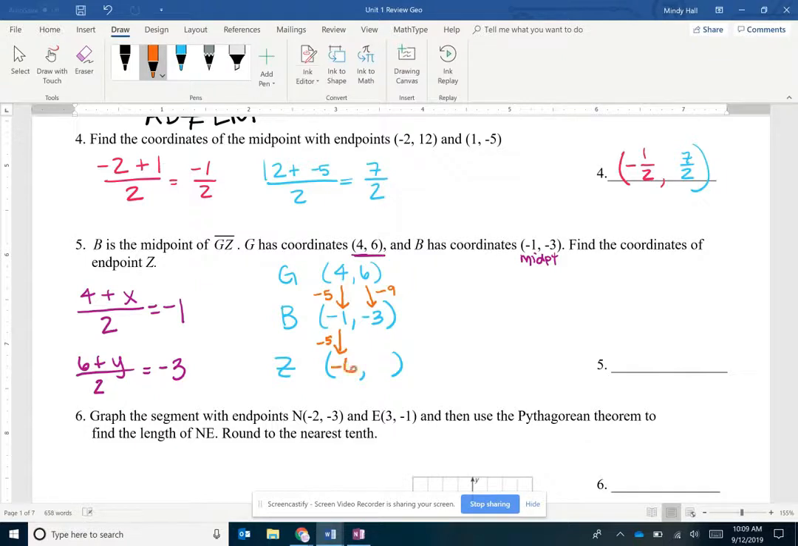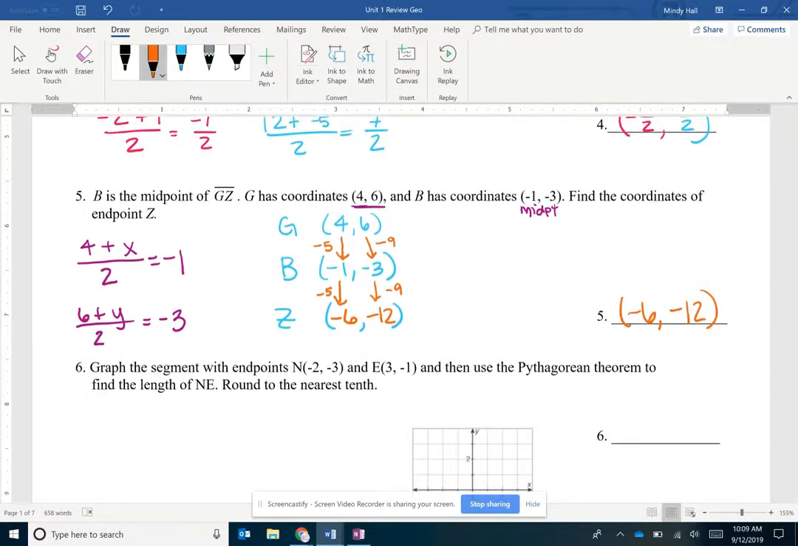-1 minus 5 is -6. And then, because I subtracted 9 from G to get B, I'm going to subtract 9 from B to get Z, which gives me -12. So my answer is -6, -12. And if you did this algebraically, you should still get the same answer. Tell me if you don't, though, because I can help you with that.